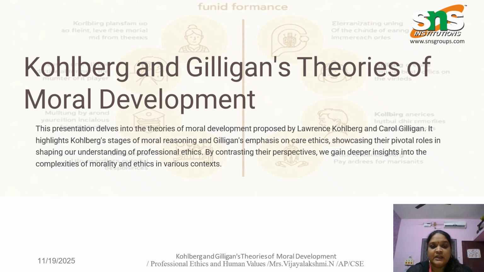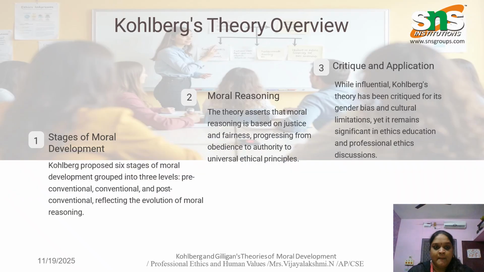If I want to explain the theory, I need to explain it with a perfect real-time example. But before that, why does it come under the ethics topic? It showcases the pivotal role this theory plays in shaping our understanding of professional ethics. So, Kohlberg's theory overview: what are all the stages of moral development, what is moral reasoning, and what are the critique and application?